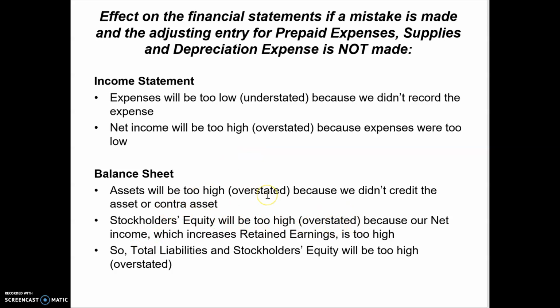Our assets will be overstated because that book value will be higher because it's not showing the accumulated depreciation won't have increased. So our assets will be overstated as well. So this is why it's so important to make the adjusting entry for our deferred expenses, because otherwise it will make all of our financial statements incorrect.